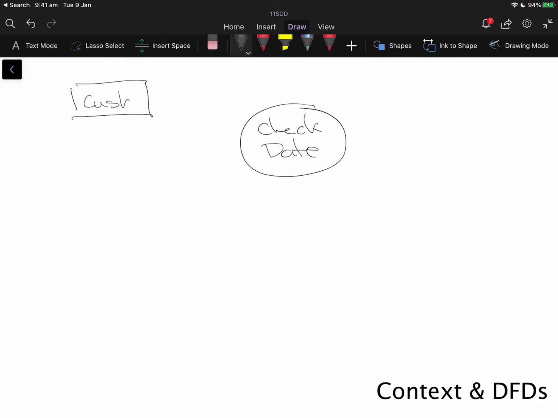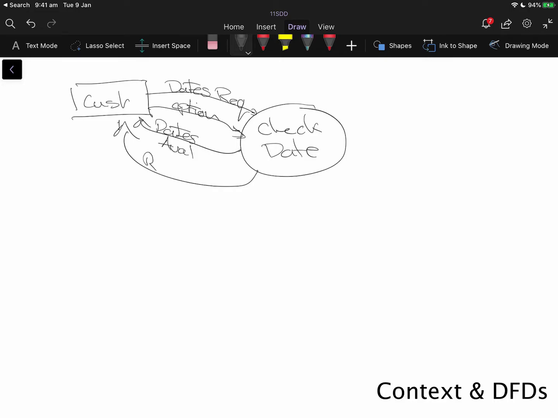What information is going in there? Well, the dates required would be the information. Quite probably, what would be going in would be options that they would like, what type of room they would like. 1, 2, 3 rooms, whatever. Or bed, should I say. What would be coming back from check date? Well, are dates available? So dates available. And room options.